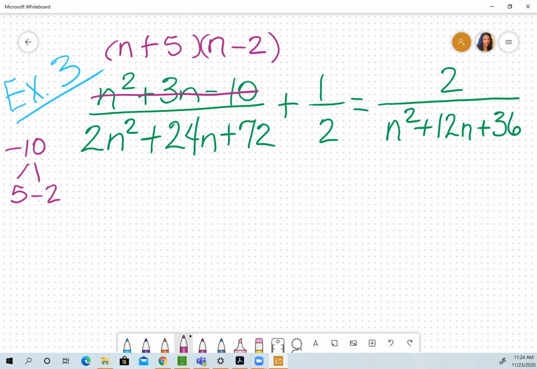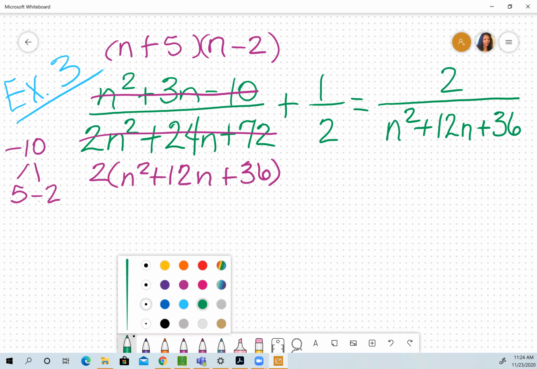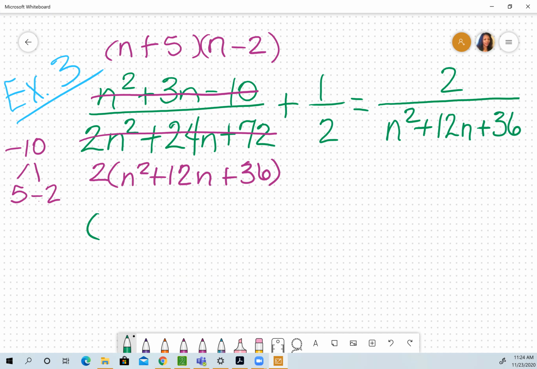On the bottom, I can factor out the greatest common factor, which is 2. I'm left with n squared plus 12n plus 72 divided by 2, which is 36. I can further factor that, and I will do that in the next step because it's getting a little messy here. So let me go back to green here. The first one we changed to n plus 5 times n minus 2.